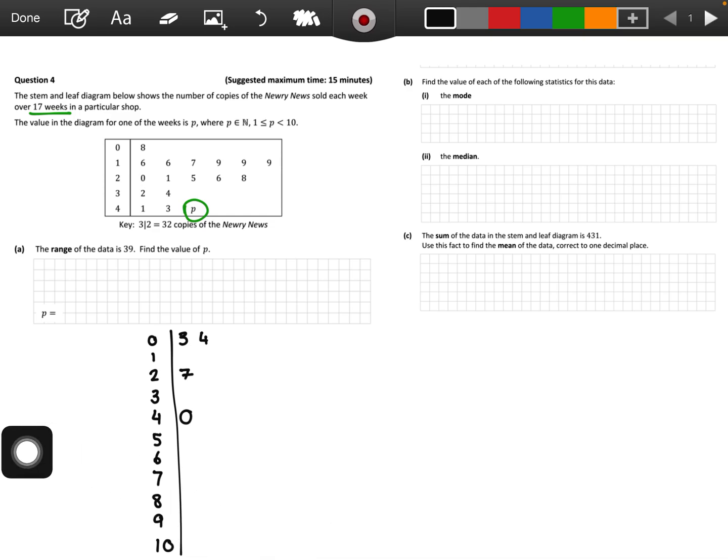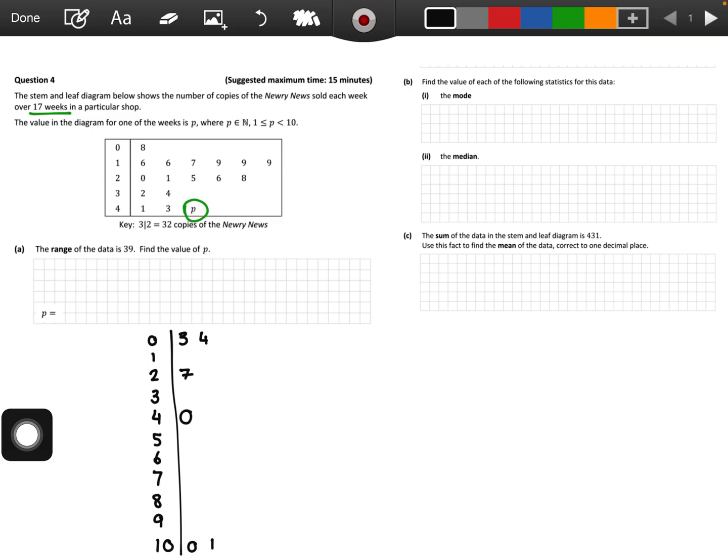So if I had someone with 100 centimetre hair, they would go there. 101 centimetre hair, there. So the leaf part is only ever one digit long. So we already know that it's a number between 1 and 10. And likewise, it's always a natural number.